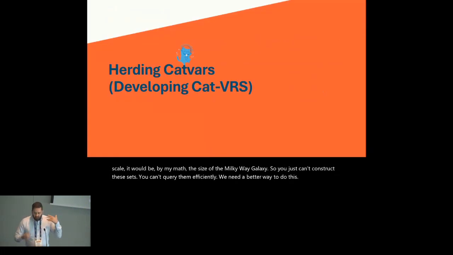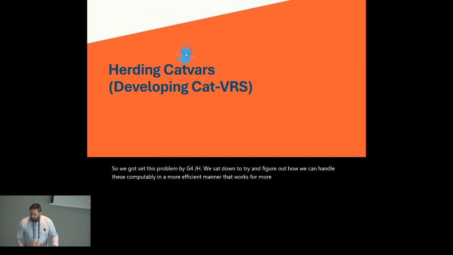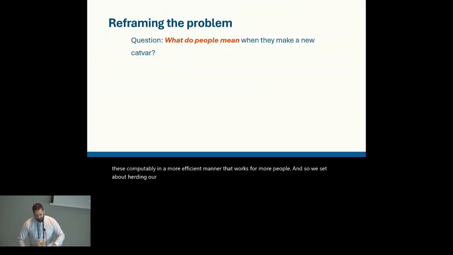So we got set this problem by GA4GH. We sat down to try and figure out how we can handle these computably in a more efficient manner that works for more people. And so we set about herding our cats. And we started by reframing the problem. People come up with these labels to represent these classes of variants. What are they trying to say? What do they mean when they come up with these labels? And let's try and represent that.